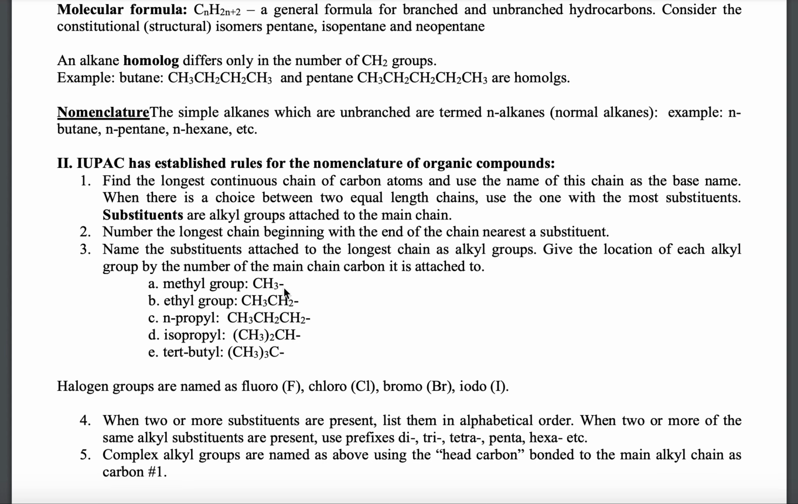CH3 is called methyl. Again, if it's not numbered, CH3 is a branch called methyl. CH3CH2 is called ethyl. CH3CH2CH2, notice it's straight, we call that propyl. But if it's connected in the middle, surrounded by 2 CH3, we call that isopropyl. And if you have 3 CH3, 3 methyl, we call that tertiary butyl or t-butyl.